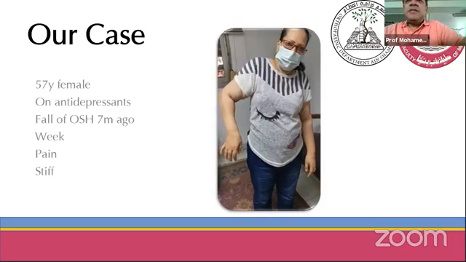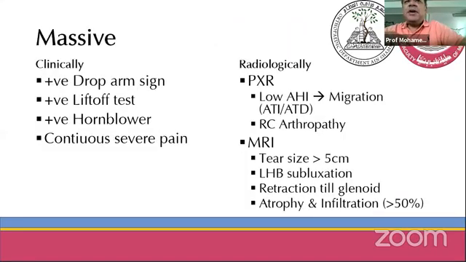Okay. Clear. So with the clinical examination, she has a positive drop arm, positive lift-off test, and positive horn blower. But actually the lift-off test was weak, not positive all the way. It was weaker than the other shoulder. And she had anterior pain. Radiologically, she has a little bit of migration, and she still doesn't have an arthropathy on the plain X-ray.